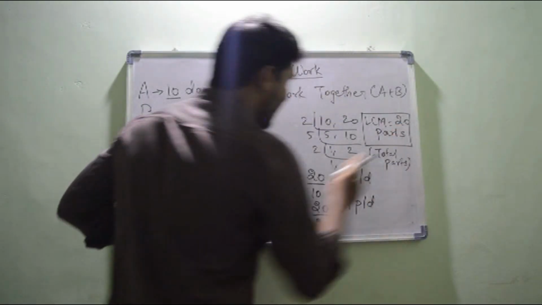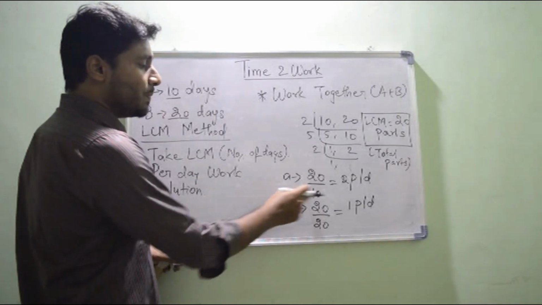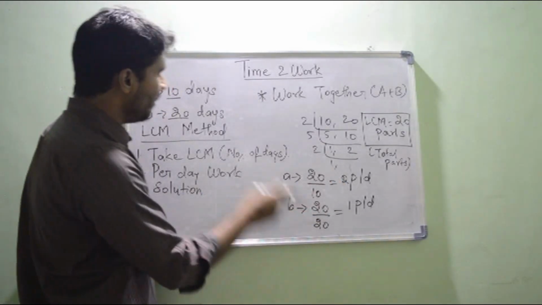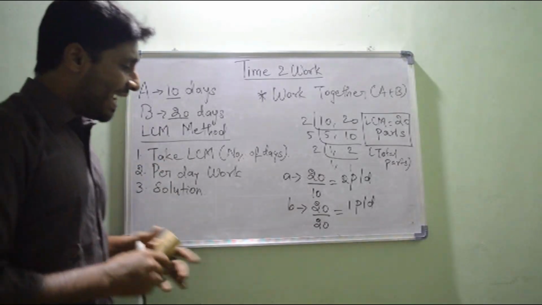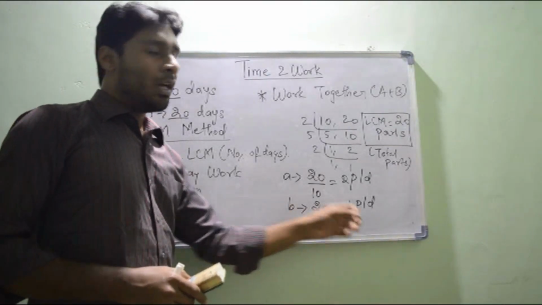So total work is 20, and when the 20 is done by person A, it becomes 2 parts per day. Again 20 by 20 becomes 1 part per day. So when A works separately, he can do 2 parts in 1 day. Again when B works separately, he can do only 1 part in 1 day. Okay, now go for the question.